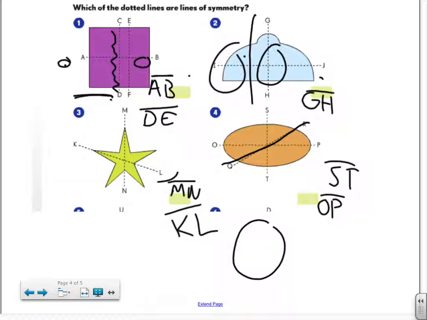This one's tricky, even though it's going down the side. If you took this side and folded it over, it wouldn't line up with this side right here because this half is not in the middle of the oval. It's not curving in the same arc. So QR would not be a symmetrical line. So this shape has 2 lines of symmetry. This shape has 1 line of symmetry. Number 3, the star, has 2 lines of symmetry. And number 4 has 2 lines of symmetry.